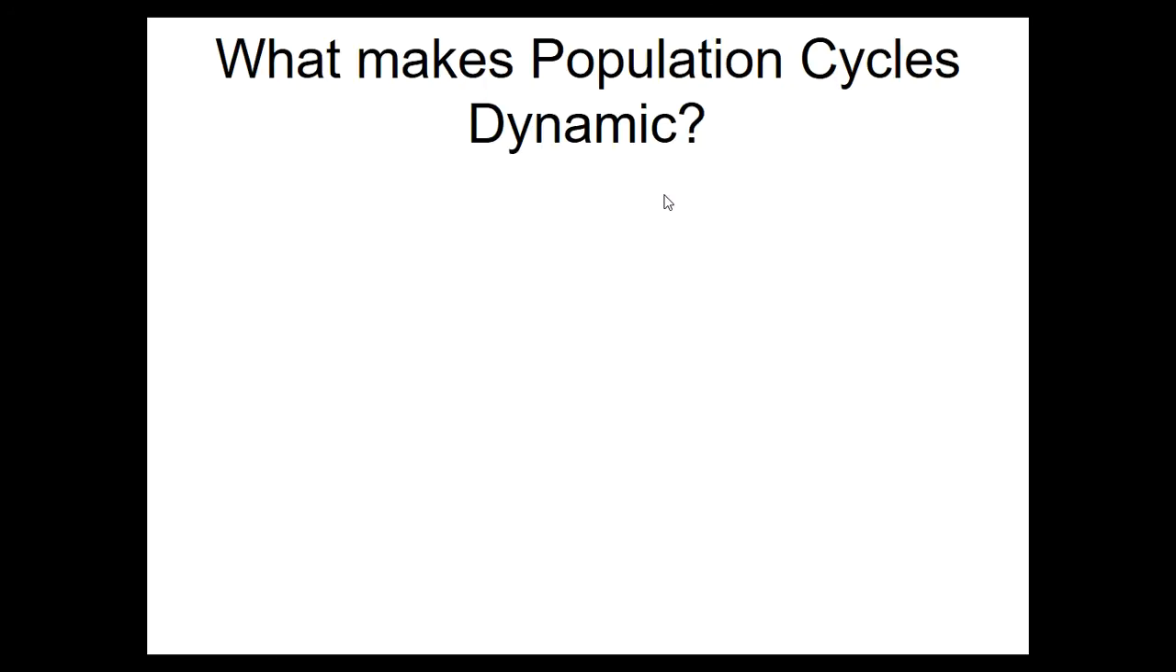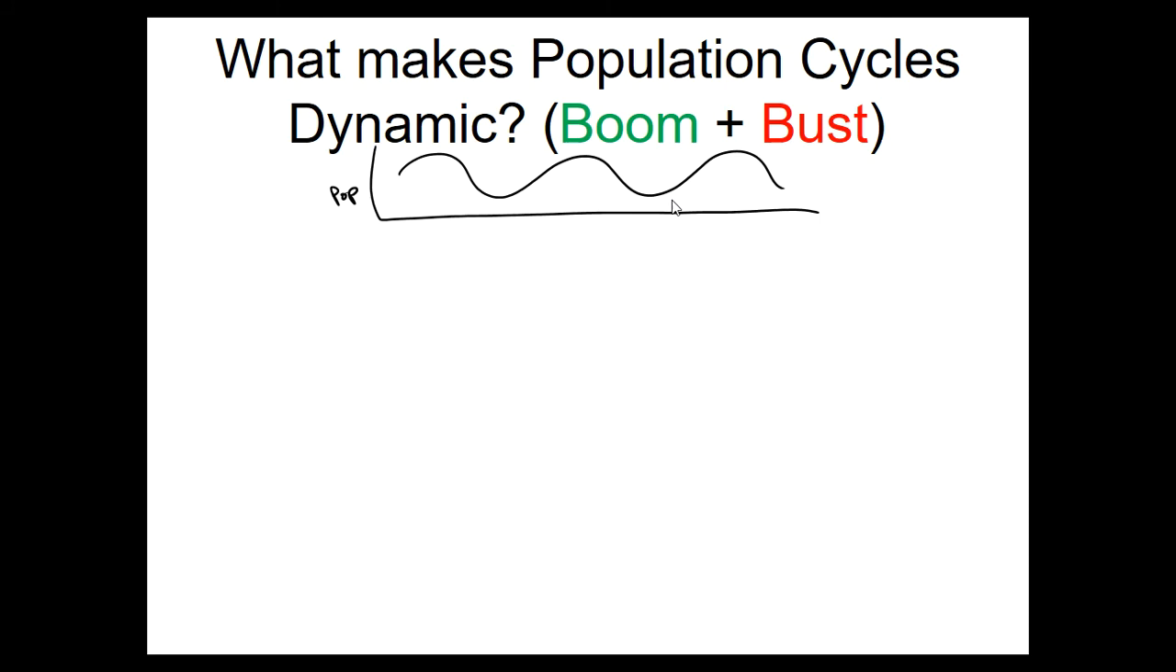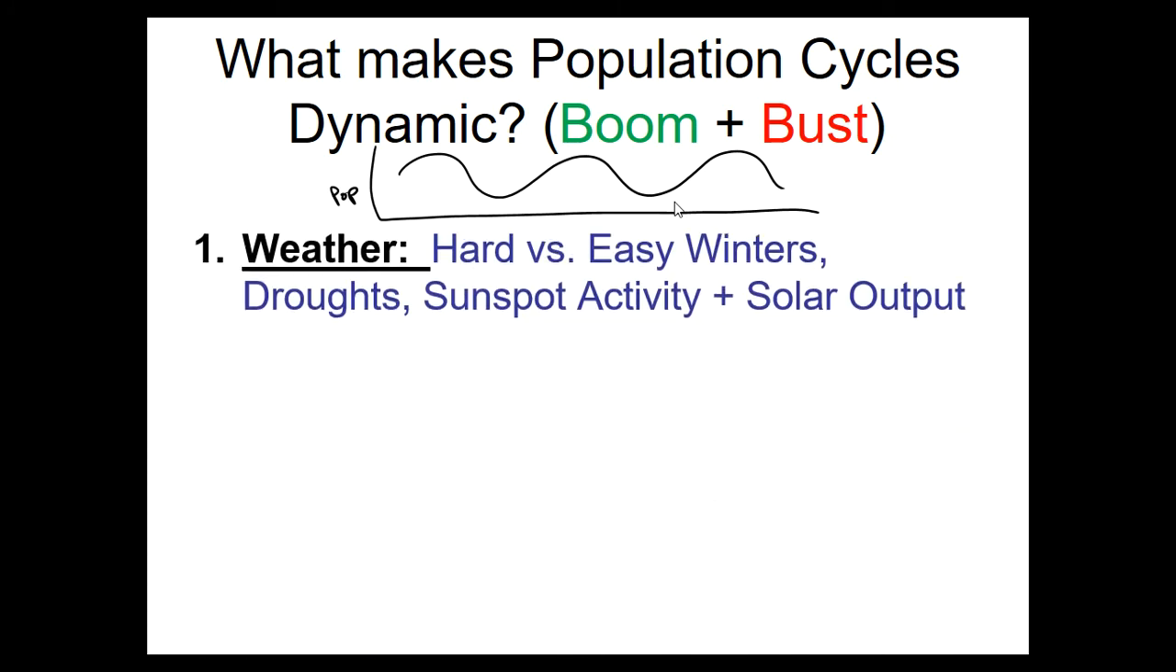What makes population cycles dynamic? Well, one thing we can notice is they go through a boom and bust. They reach, of course, dynamic equilibrium. And things that cause them to boom and bust, a big factor is weather. There are hard versus easy winters in Yellowstone or anywhere on Earth where there's more snow or less snow. That means you could have more rainfall, where there's more water to supply for plants and more food for herbivores. You can even have sunspot activity change on an 11-year cycle or the solar output. And if there's less sunshine, that means less primary producers, which means eventually less consumers. So you should be thinking about energy and energy pyramids already.